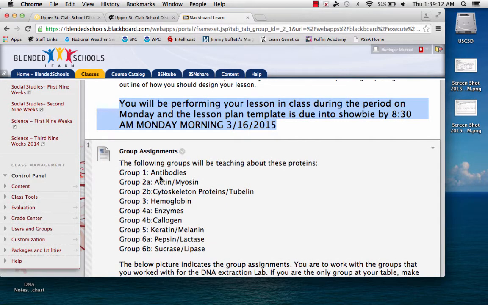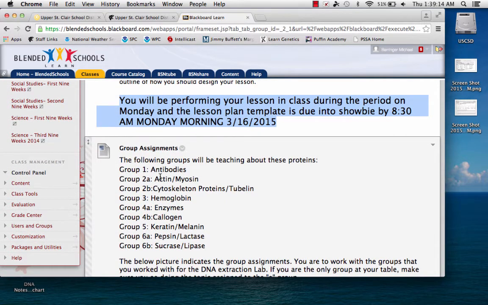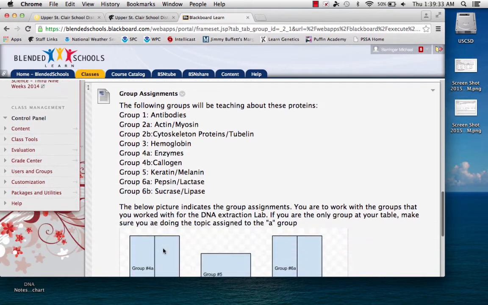Here are the groups. Okay, Group 1 will be doing antibodies. Group 2A, actin and myosin. Group 2B will be doing cytoskeleton protein/tubulin. Group 3 is hemoglobin. Group 4A is enzymes. Group 4B is collagen. Group 5 is keratin and melanin. Group 6A is going to be doing pepsin and lactase. And then Group 6B is sucrase and lipase.